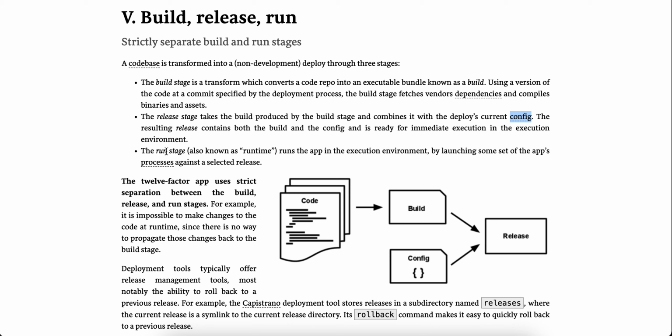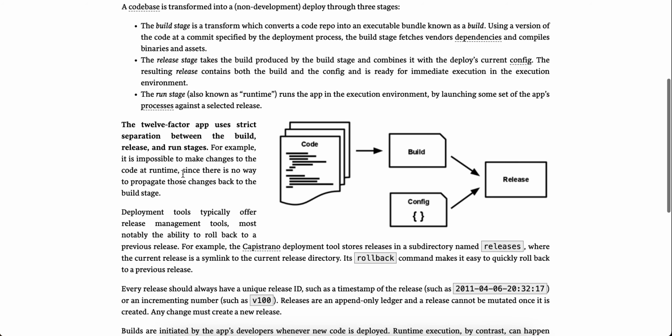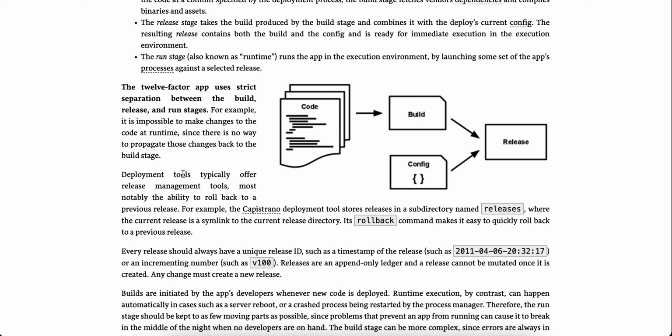And run stage, also known as runtime, runs the app in the execution environment by launching some set of the app's processes against the selected release. So process is also one of the factors that we'll discuss. It'll be the next one. But for now, you can take it at face value. Process is something that does some sort of operations. That's all. All right. So the 12-factor app uses strict separation between the build, release, and run stages.